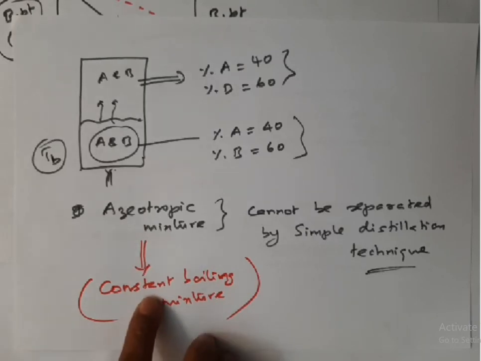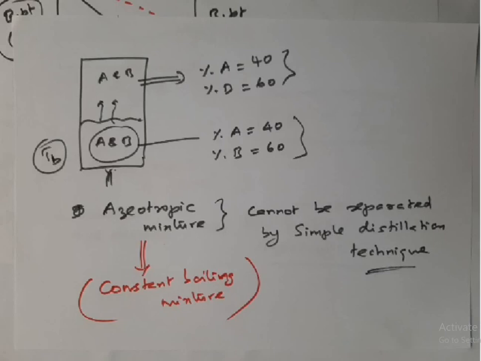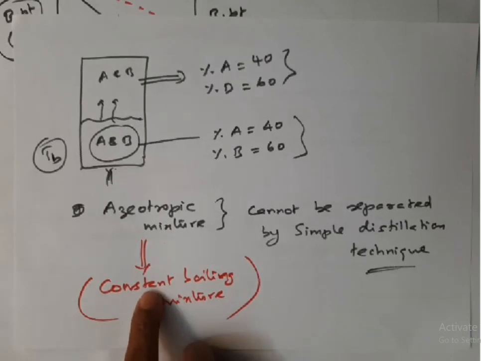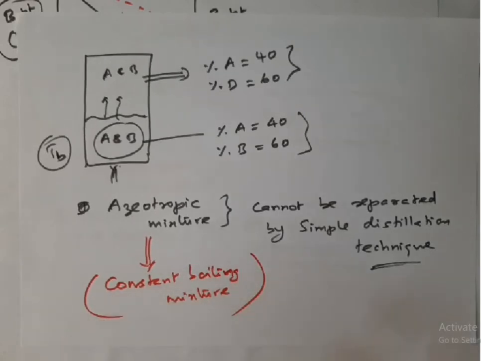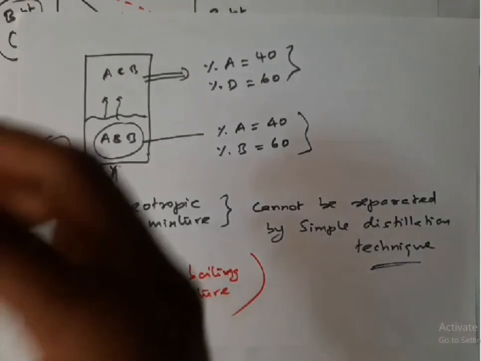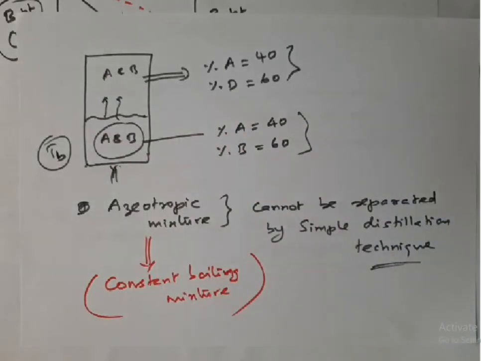What is the meaning of constant here? Same composition in liquid and gas phase. Very good. Listen, if the composition is the same in the liquid phase and the vapor phase at the boiling point, then you cannot separate A and B. That is why we say it is a constant boiling mixture. So what is an azeotropic mixture? It is a constant boiling mixture. What is the meaning of constant here? The composition in the liquid phase and in the vapor phase are the same at the boiling point. That's the meaning. Is it clear, student? Yeah.